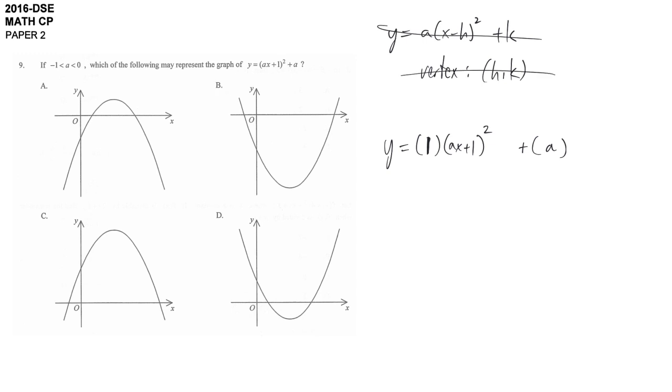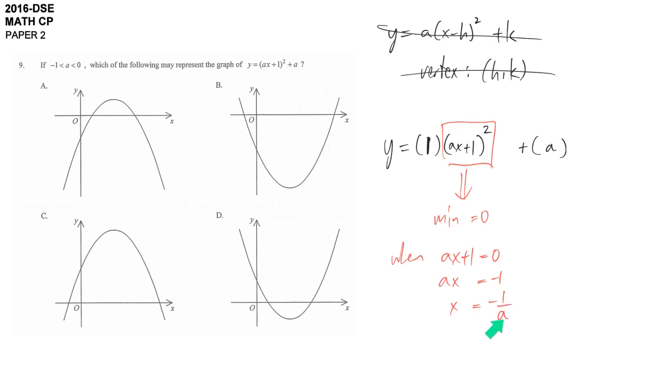A very important thing is how we get the vertex. It's because of this condition. It will create a turning point when this equals 0, because the whole thing squared provides a minimum of 0. So when it becomes 0, that will be the maximum or minimum, that means a turning point for a quadratic graph. We consider when ax plus 1 equals 0, then x is negative 1 over a.